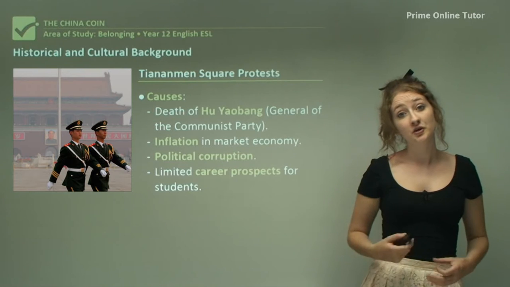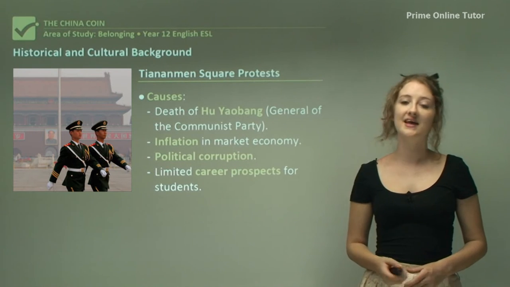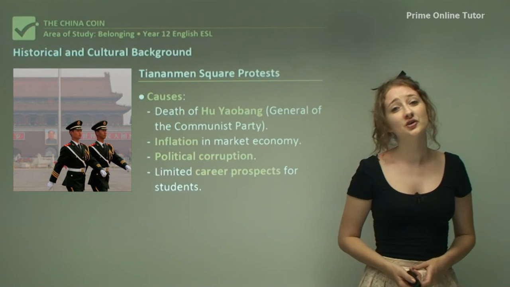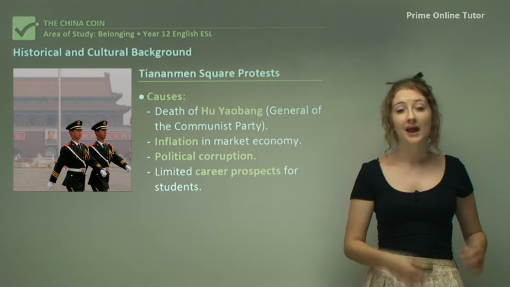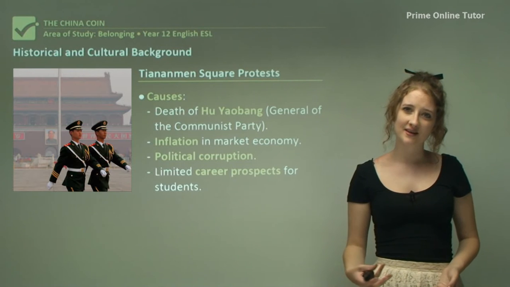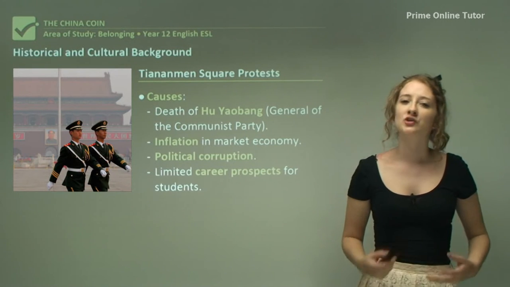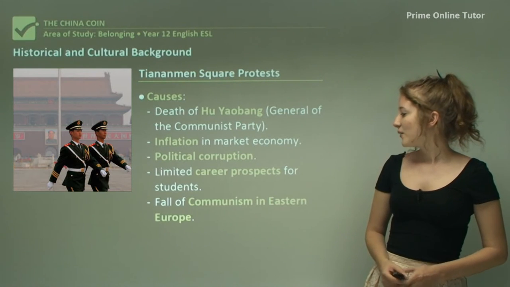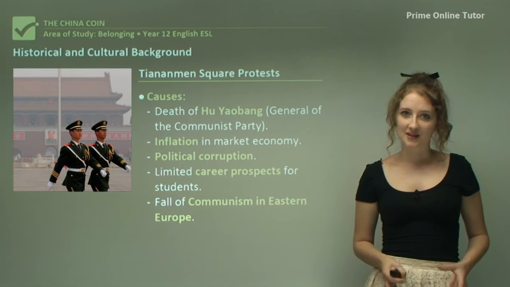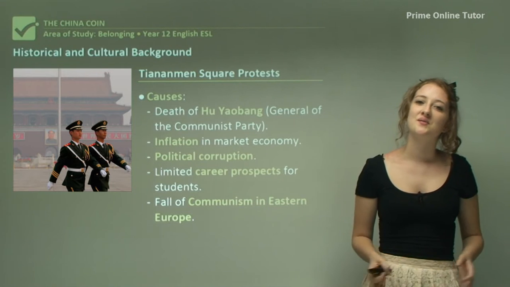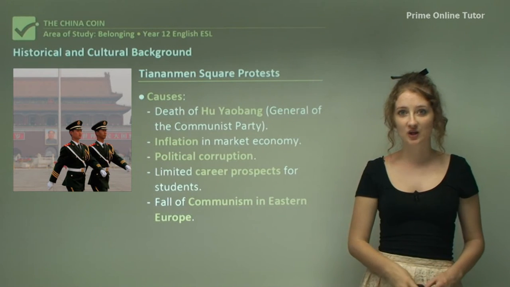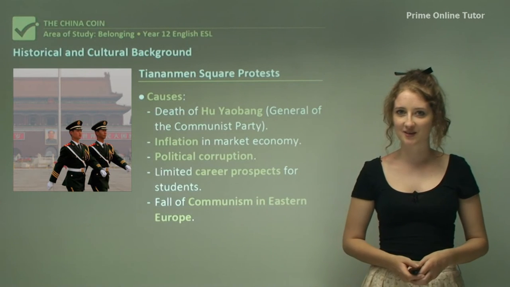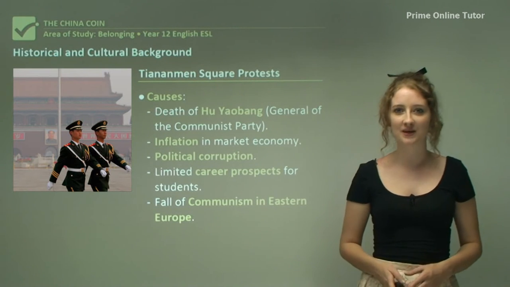There were also limited career prospects for the students, and that's something the students really wanted to deal with through these protests. They wanted to make sure that the education they were getting at later high school and university could be applied through jobs which would really challenge them as intellectuals. We're also looking at the fall of communism in Eastern Europe. Once this had occurred, the prospect that communism might be over forever in China became a lot more realistic. So the people were acting on this and hoping that there was a way out.